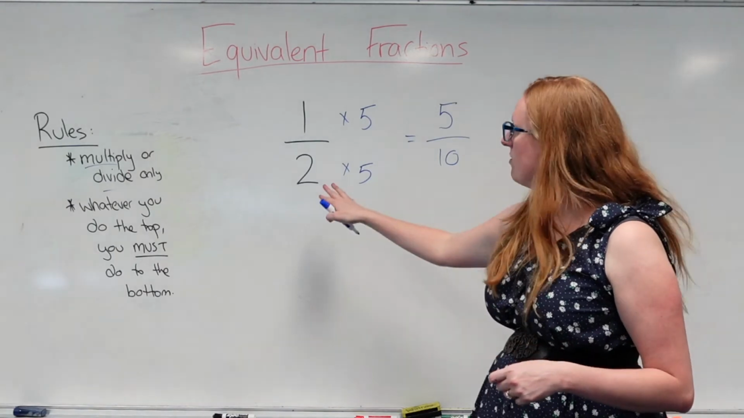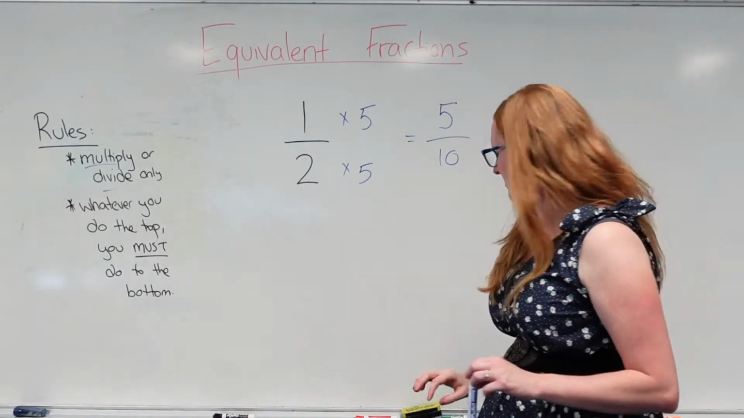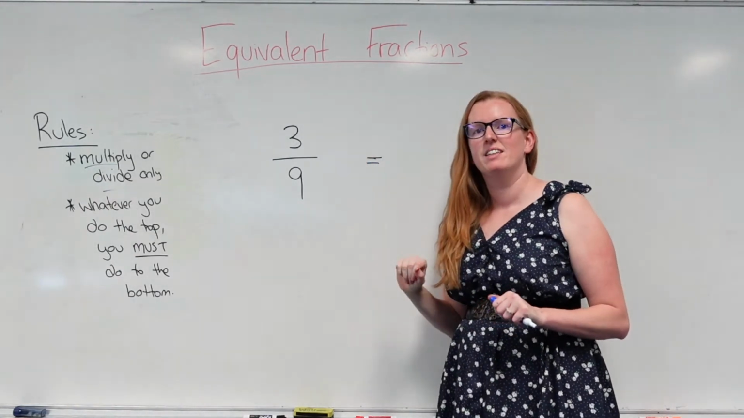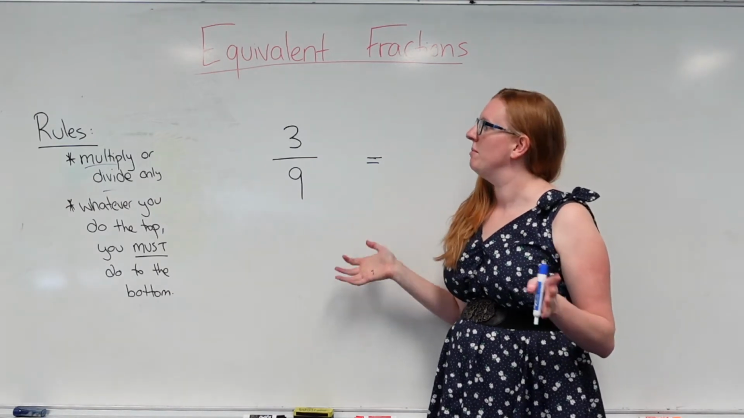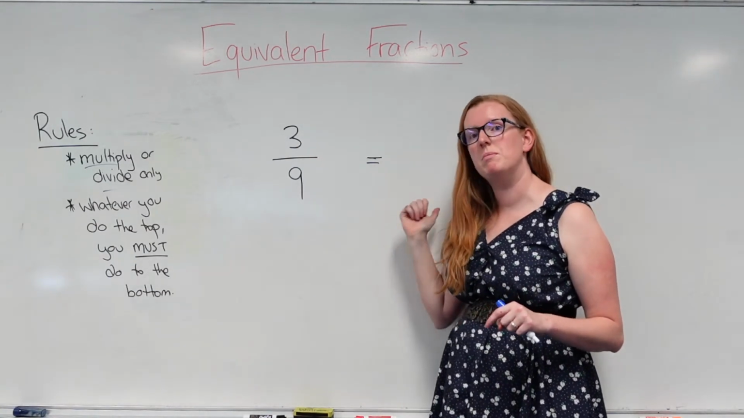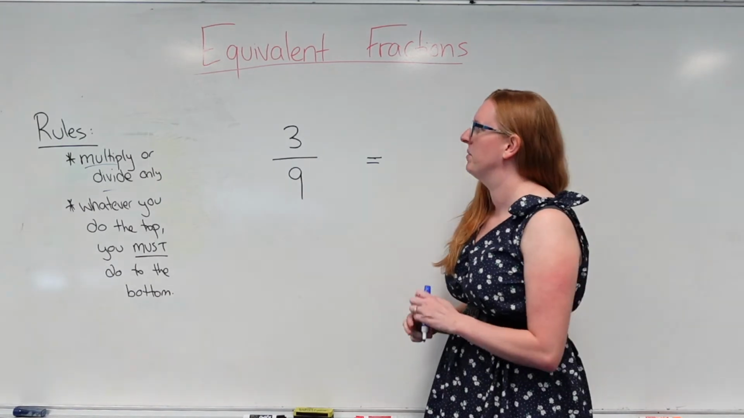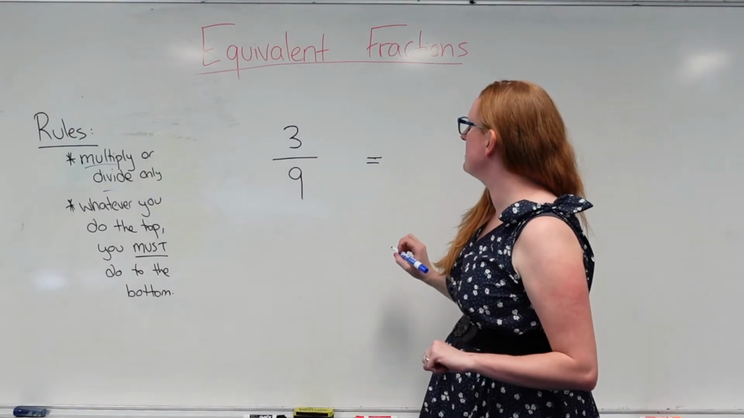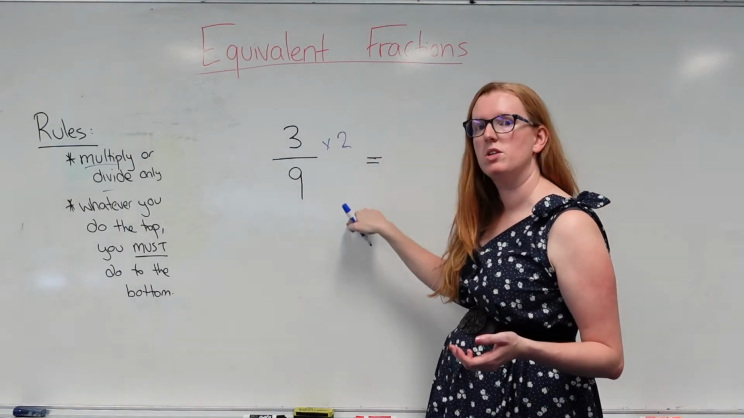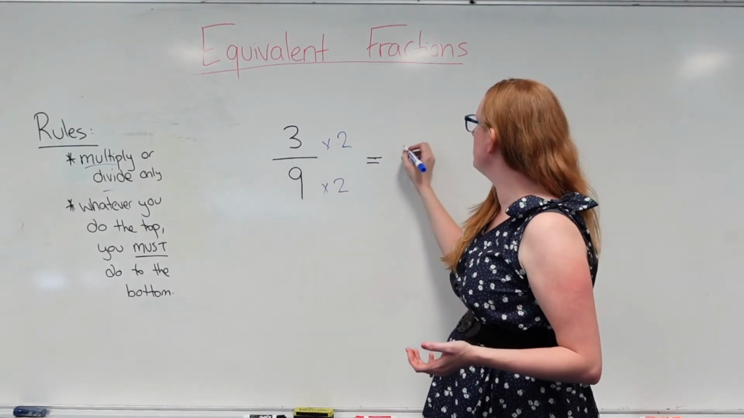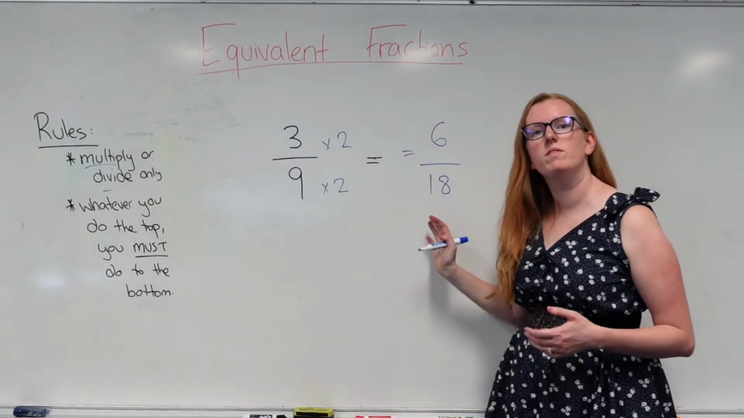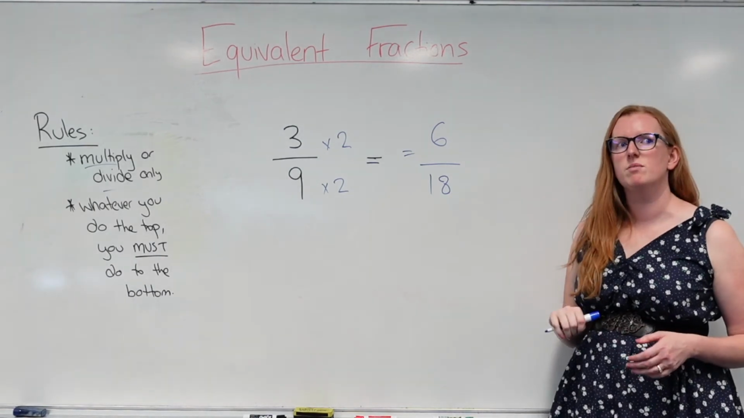All right, let's change our original fraction and let's try something a bit more tricky. Okay, so now let's try a different one. Here we've got 3 over 9. So we want to find some equivalent fractions. Now remember I said you can multiply or divide. So we can make these numbers bigger by multiplying, or we can try and make the numbers smaller by dividing. Let's start by going bigger. So let's multiply it by 2. So whatever I do to the top, I have to do to the bottom. So 3 times 2 is 6. 9 times 2 is 18. So an equivalent fraction to 3 over 9 would be 6 over 18.